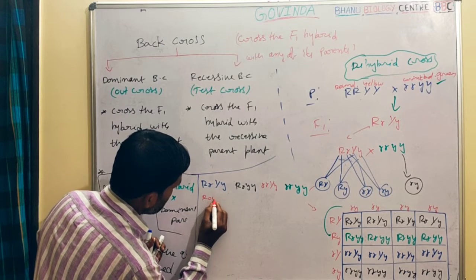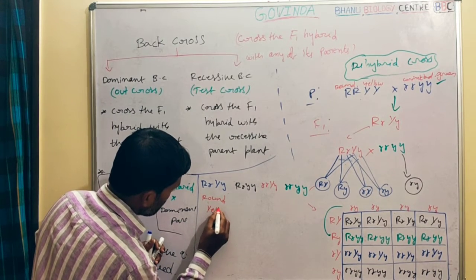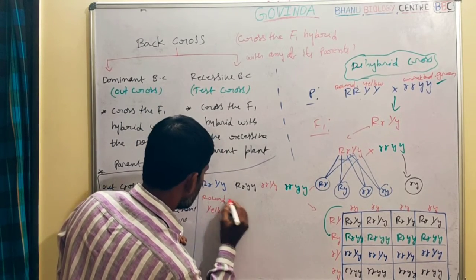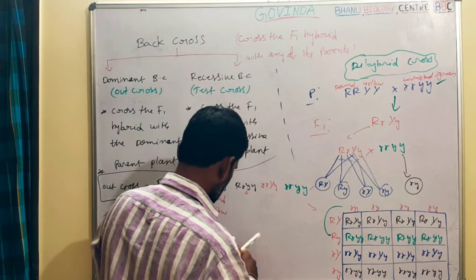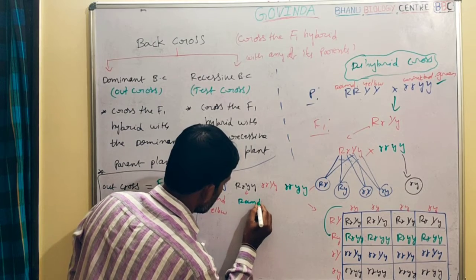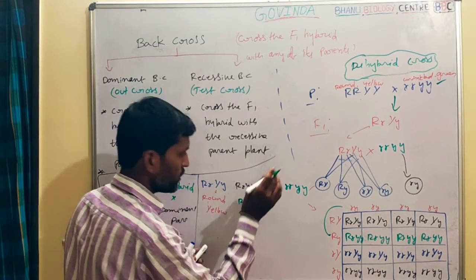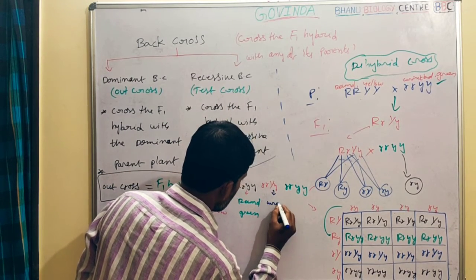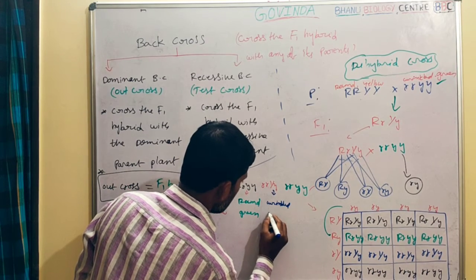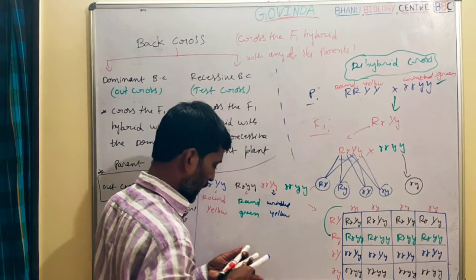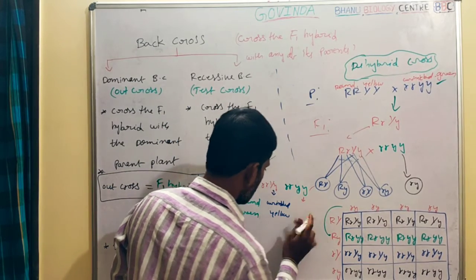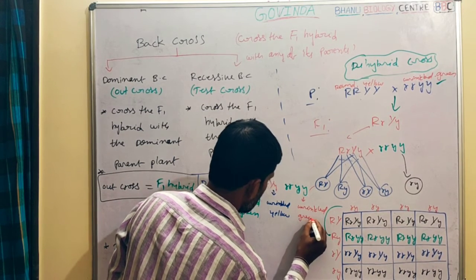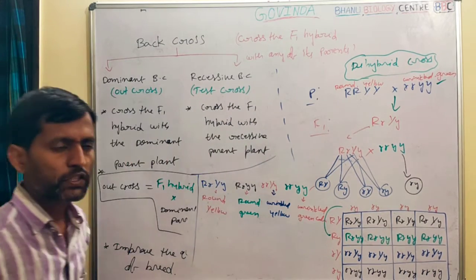First, write the phenotype of these four different genotypes. RrYy means round shaped yellow color seeds producing plants. The phenotype of this plant is round shaped green color seeds producing plant. The phenotype of this plant is wrinkled shaped yellow color seeds producing plant. Then finally, wrinkled shaped green color seeds producing plants.